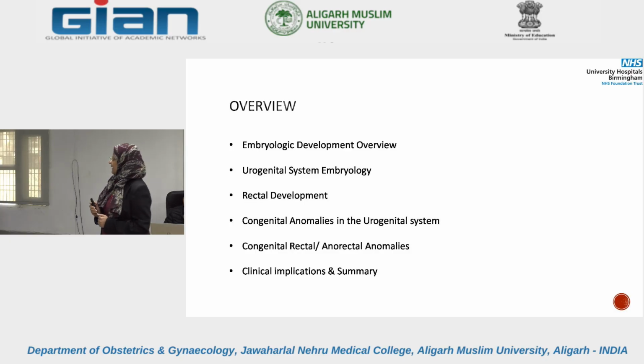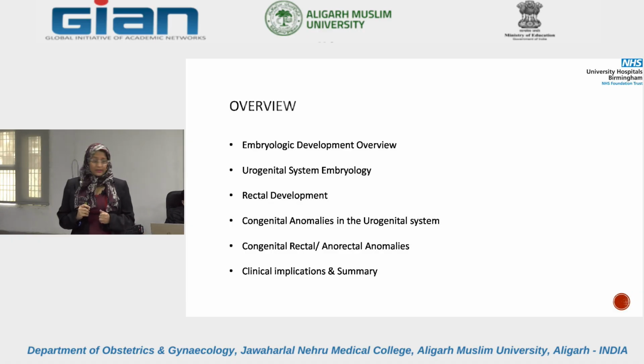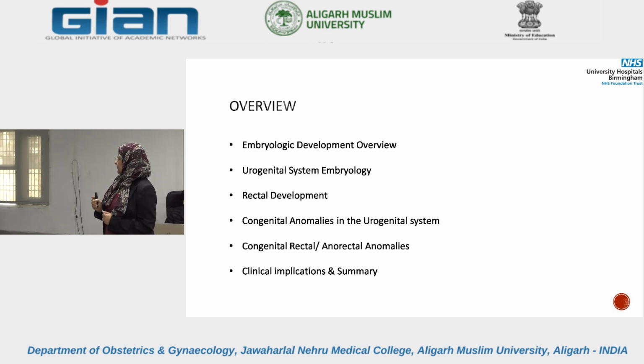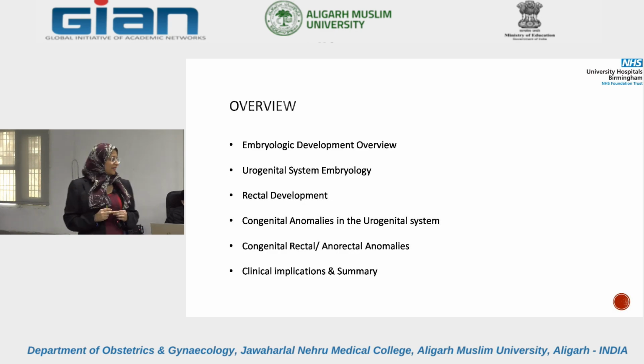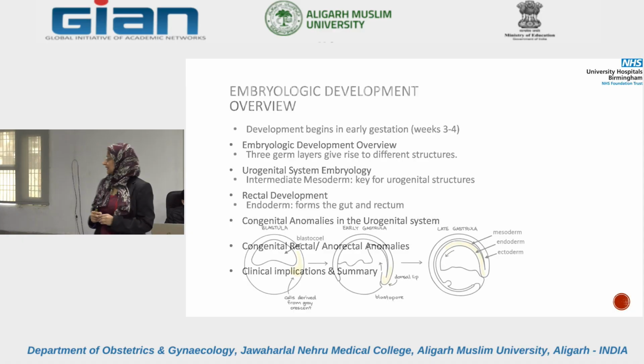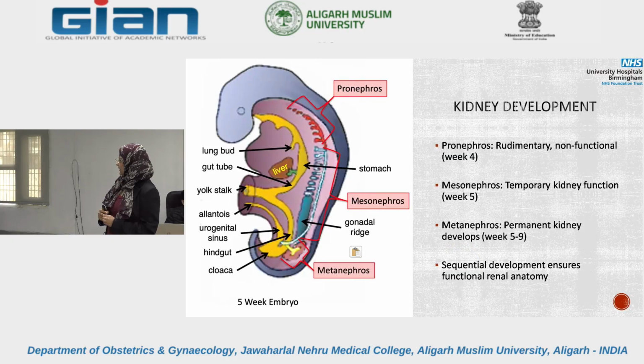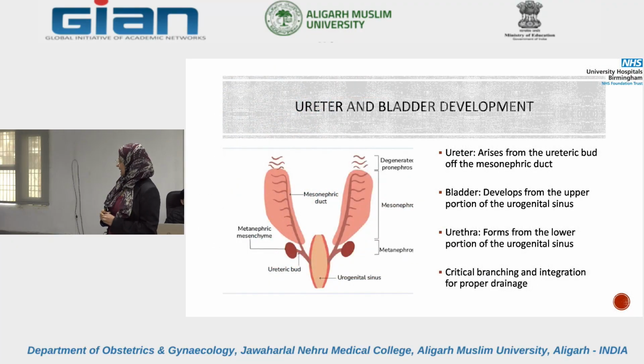Ureter and bladder development, again, is a very simplified photo. Ureters arise from the ureteric bud of the mesonephric duct. And then the bladder develops from the upper portion of the urogenital sinus. So the most important thing for all of you is to focus on the urogenital sinus. And then the urethra forms from the lower portion of the urogenital sinus, with critical branching and integration for proper drainage. So this is just a very basic overview of ureter and bladder development.